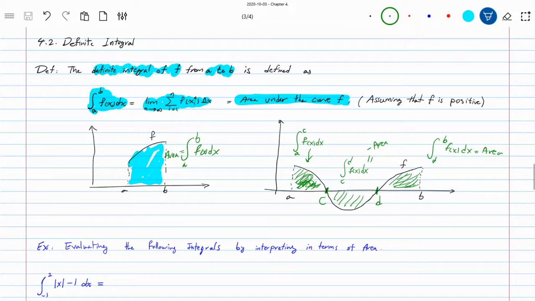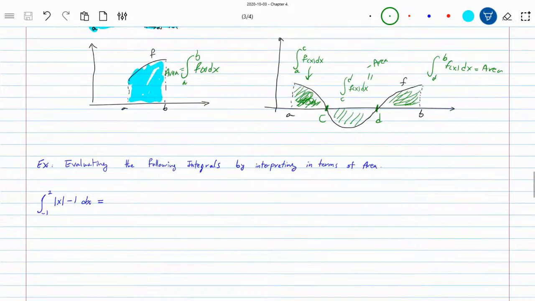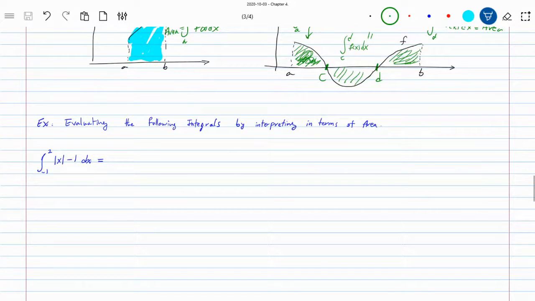At the moment, it's just a notation, but later on we will see that we can calculate something with this definite integral. So here is an example. It says, use geometry to evaluate the integrals by interpreting them in terms of area. It says integral from -1 to 2, so over the interval -1 to 2, this is the interval given, of f of x dx. So what is the function f? F of x is given as the absolute value of x minus 1.